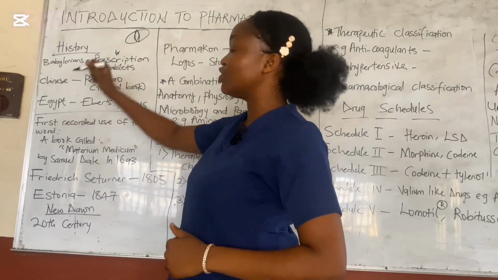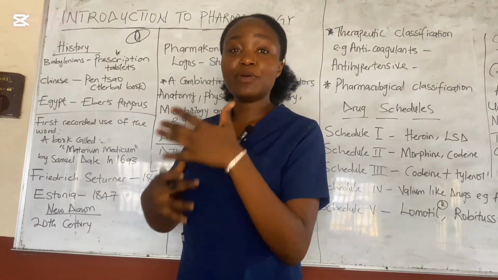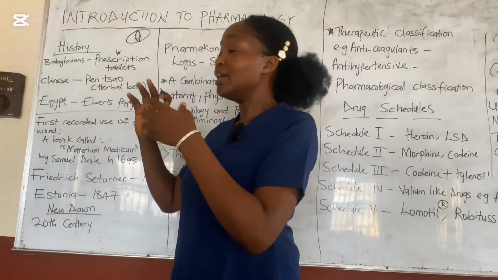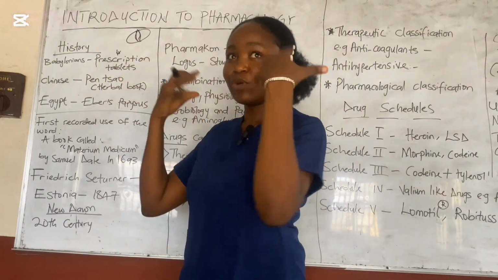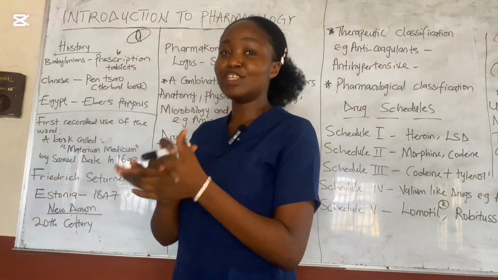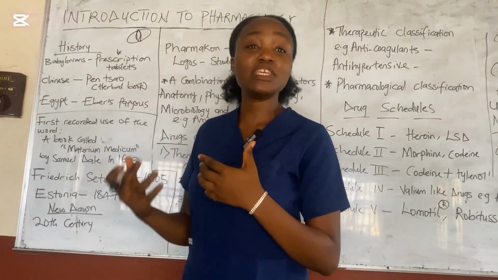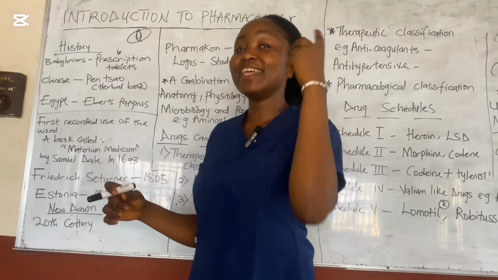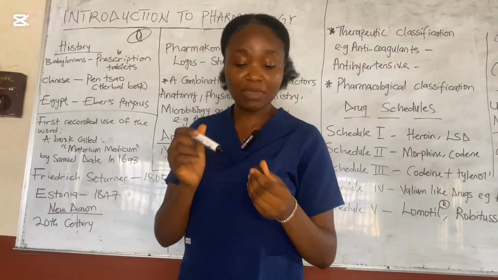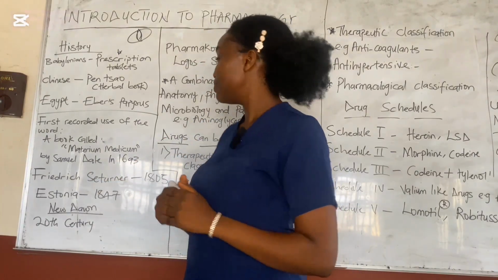300 years later, the Chinese had a compendium where they recorded different herbal remedies and how they work, and those were the second recognized history of drugs. Lastly, the Egyptians came up with the Ebers papyrus, and after that there were different changes in the pharmacological world. The word pharmacology was first heard in a book called Materia Medica, written by Samuel Dale in 1693.